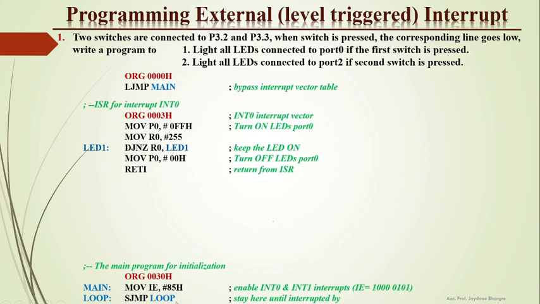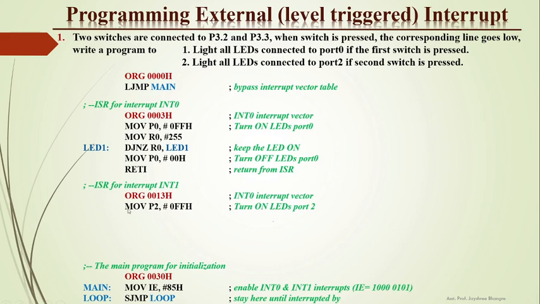Again we are waiting for the interrupt, and if the second switch is pressed, then the int1 interrupt is generated, and the microcontroller jumps to the vector table where it gets the address of this int1 interrupt, that is 0013H, where it will turn on the LEDs connected to port 2.